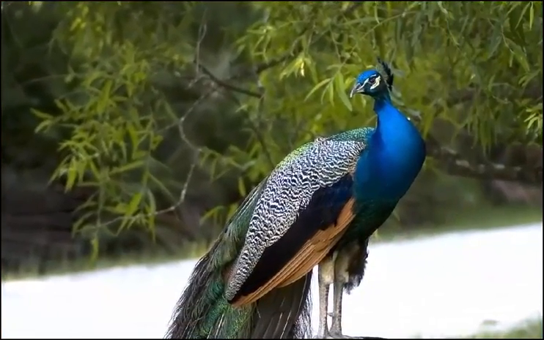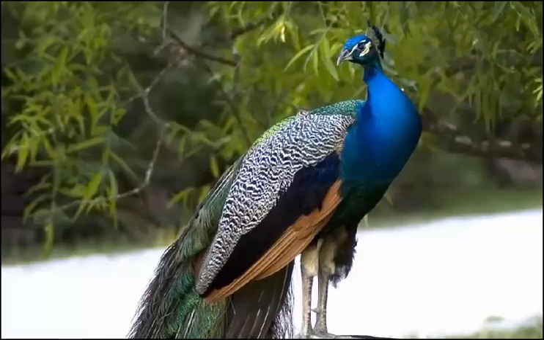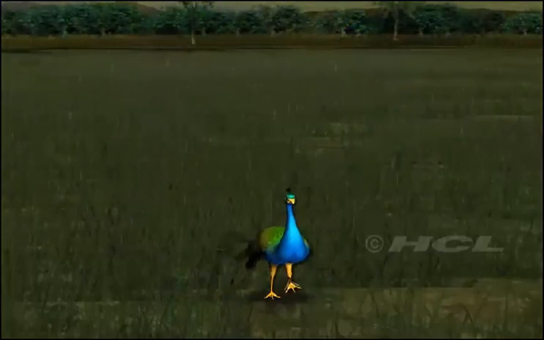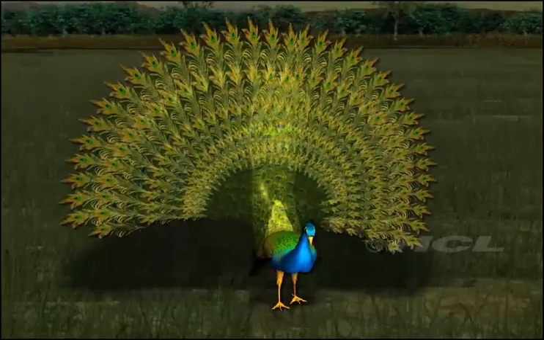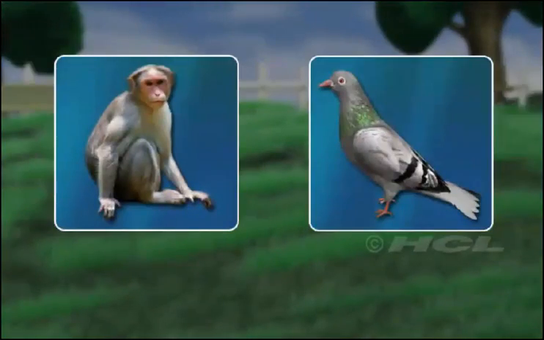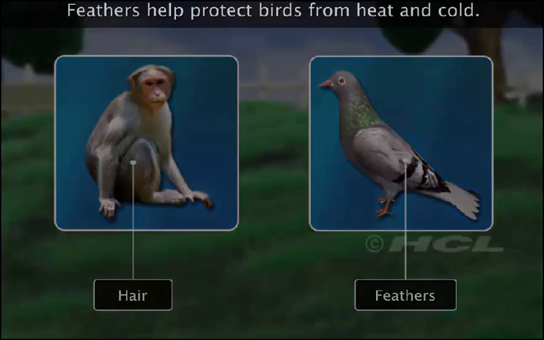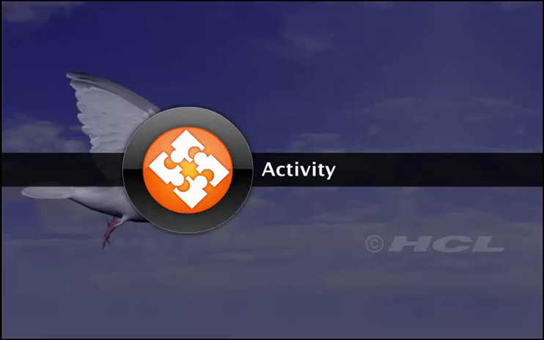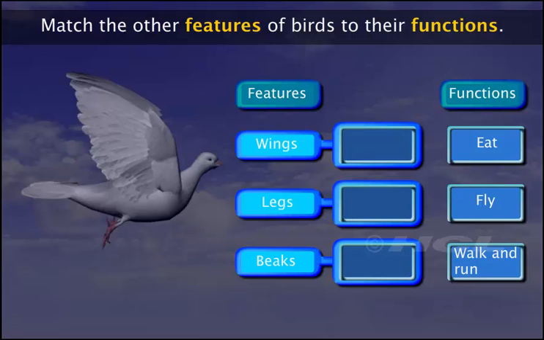For example, peacocks are recognized for their beautiful feathers. They spread these feathers and dance in the rain. Feathers, like hair in mammals, help protect birds from heat and cold. Match the other features of birds to their function.